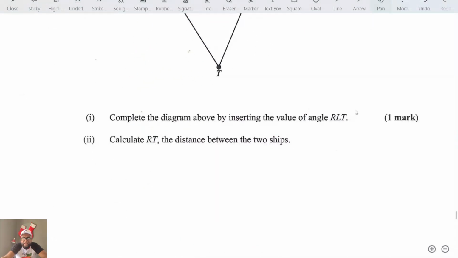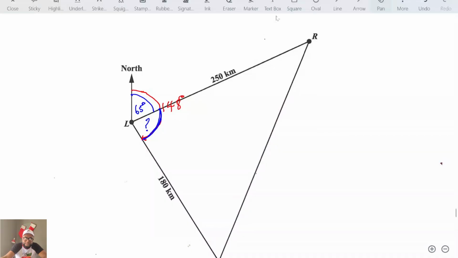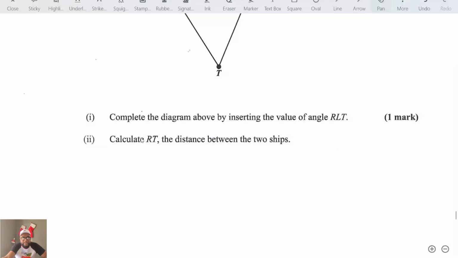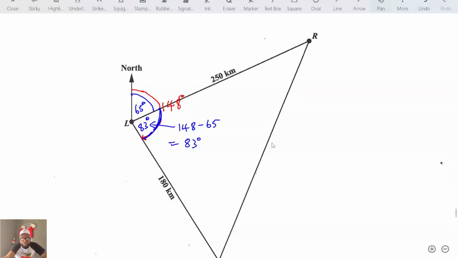So let me put it down here. Okay, that's what it inserted. So let me erase this. Right. So here would be 148 minus 65, which would be equal to how much degrees? 83. 83 degrees is what coming here. All right. I'll put it in there. 83 degrees. Everybody good there? Here would be 83 degrees. They just wanted us to put it in, we put it in. All right? Calculate RT, the distance between the two ships.